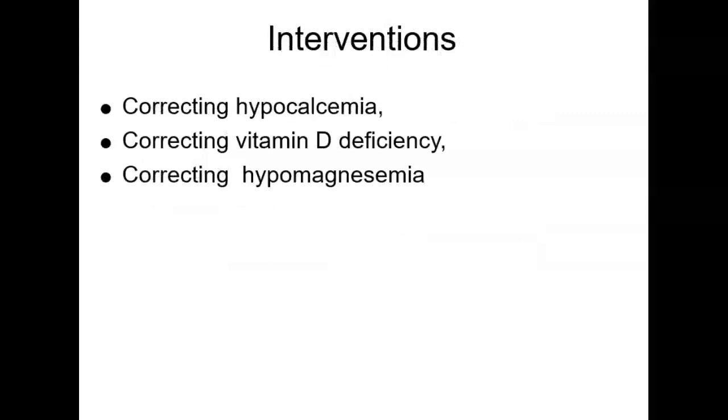So in terms of interventions with hypoparathyroidism, we have three things that are low: calcium, vitamin D, and magnesium. So those are our interventions. To correct hypocalcemia, the patient will be administered calcium chloride or calcium gluconate. Acute vitamin D deficiency is treated with calcitriol. Hypomagnesemia is treated with magnesium sulfate. Long-term oral therapy for hypocalcemia involves daily intake of calcium and vitamin D supplements.